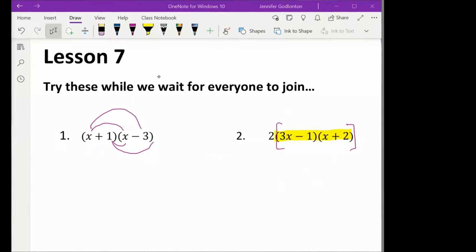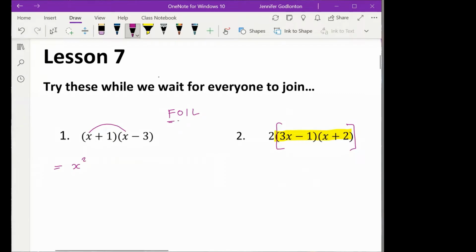Okay, so for this first question, for those of you who've learned it in school this way, we're going to be doing FOIL. The F stands for first terms. So the x times the x, and x times x gives us x squared.